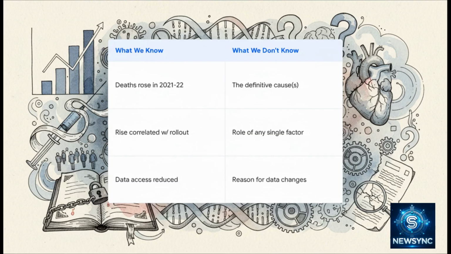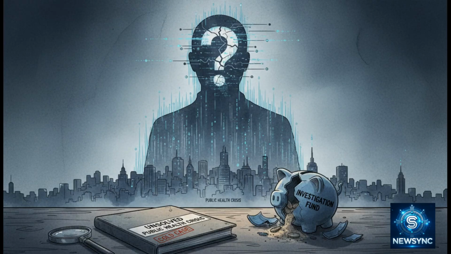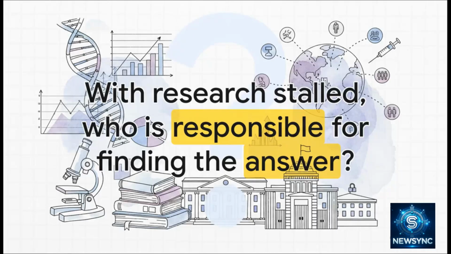Now, for what we don't know: the definitive cause. We have no idea how much any one factor might be responsible. And we don't have an official reason why getting that data has gotten so much harder. So really, the bottom line is this. We're left with a major statistical anomaly that affects public health across the globe, but there's no big, fully funded official investigation happening to get to the bottom of it and find out precisely what's causing it. And that really leaves us all with one final, pretty heavy question. A troubling correlation is sitting there in the data for all to see. But the large-scale research needed to understand it seems to have stalled, so whose job is it to find the answer? That's the unanswered question at the heart of this whole post-pandemic puzzle.